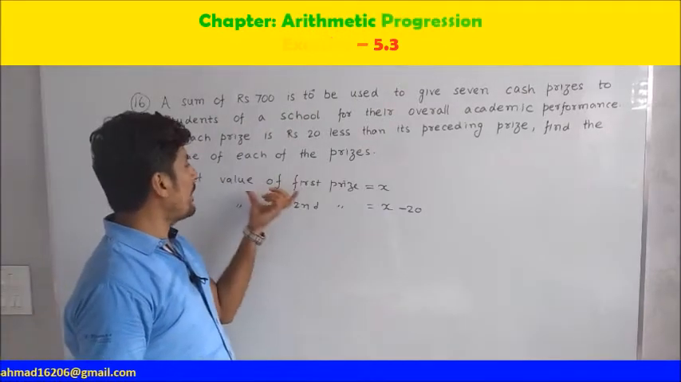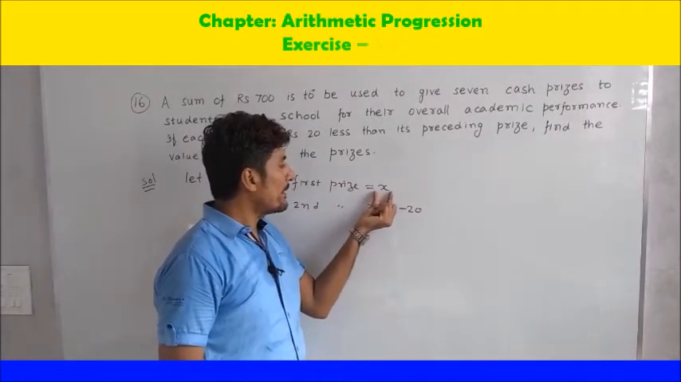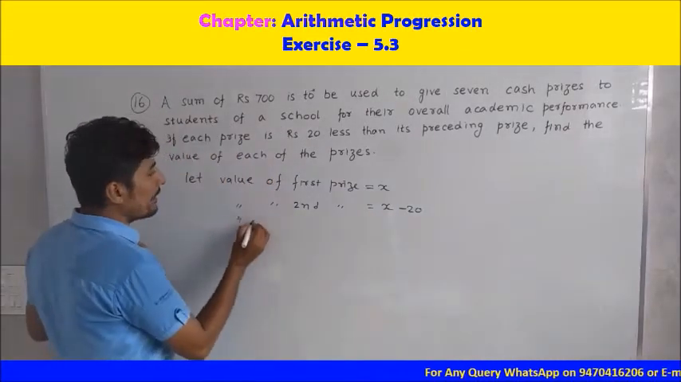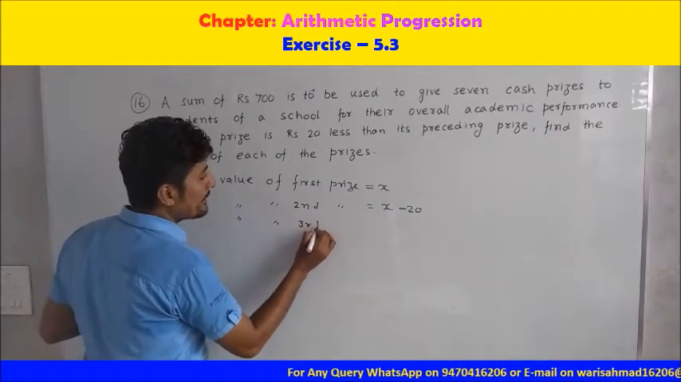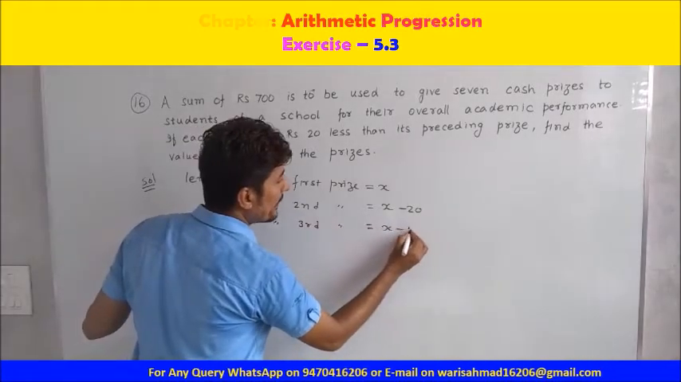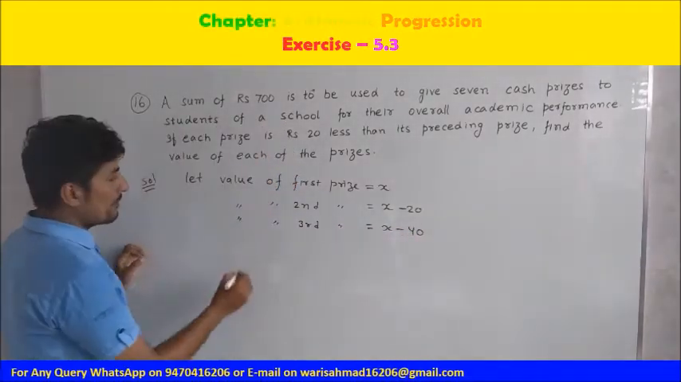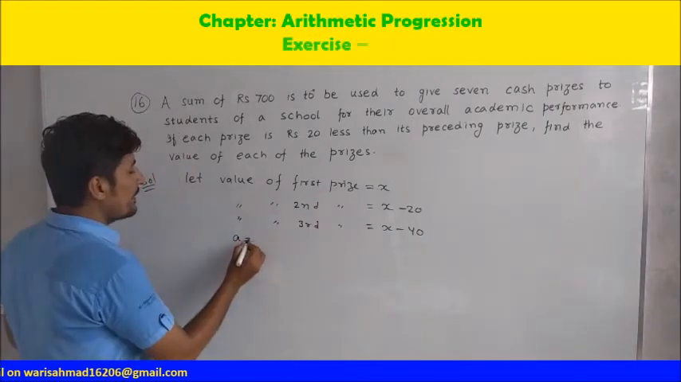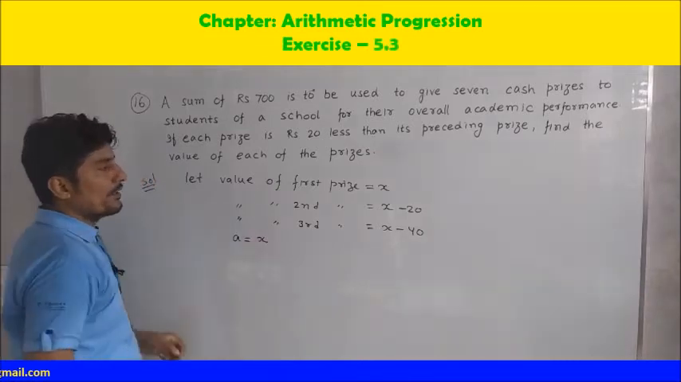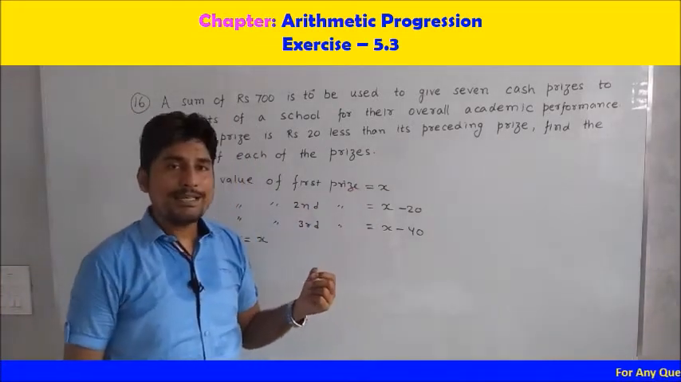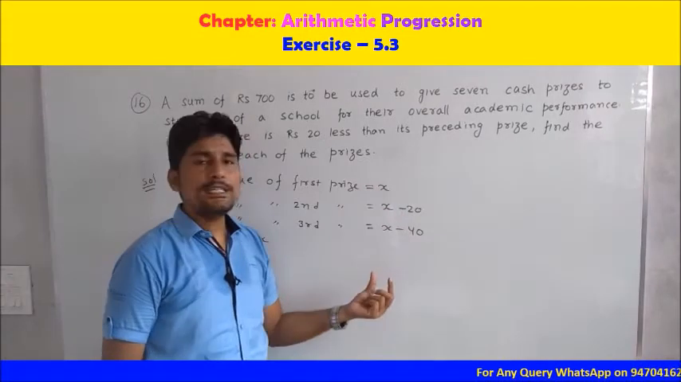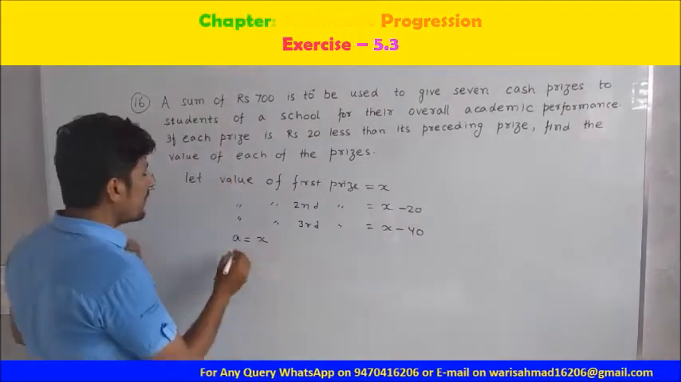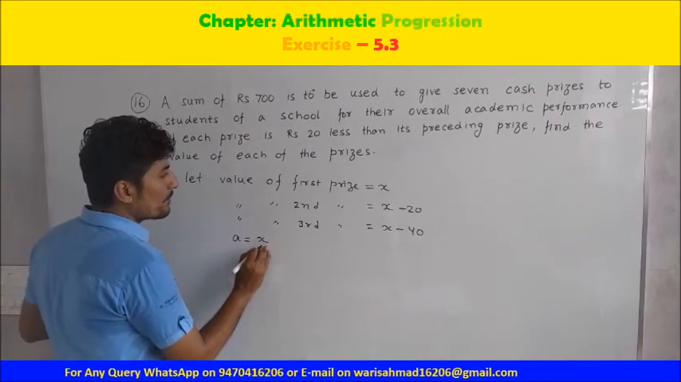So we can write here, if the value of the first prize is equal to rupees X, then the value of the second prize will be equal to X minus 20. Similarly, the value of the third prize will be equal to X minus 40, and so on. So here the first value A is equal to X. All these are forming an AP because the difference of each price is a constant, equal to rupees 20. So here we can write value of A equals X.